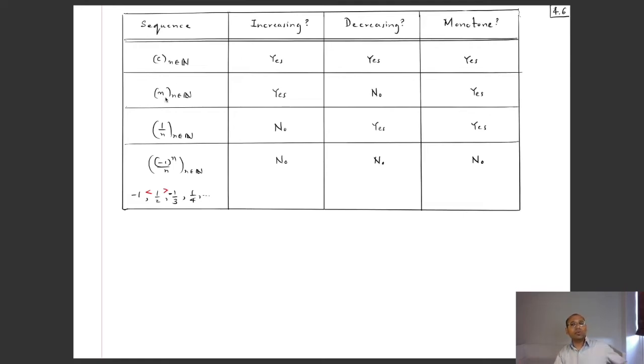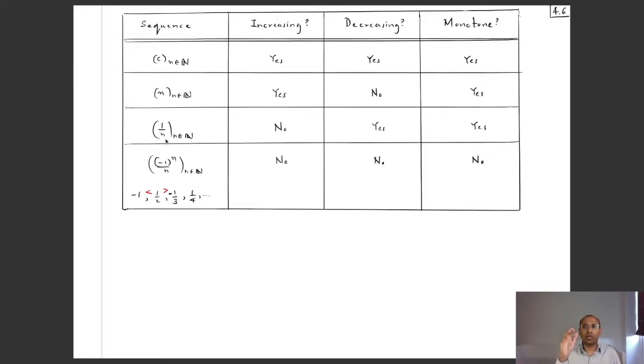Let's look at this sequence, the sequence of natural numbers. Is the sequence increasing? Yes. Is the sequence decreasing? No. And is the sequence monotone? Yes, because it's increasing.